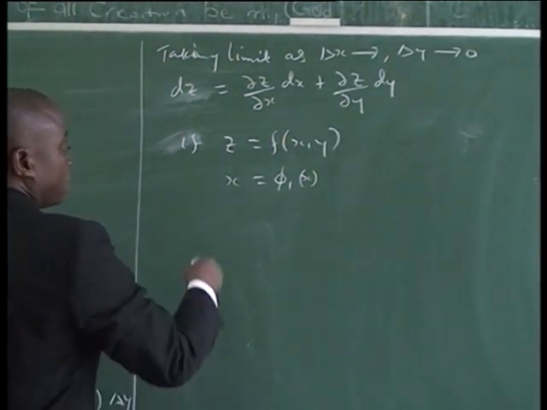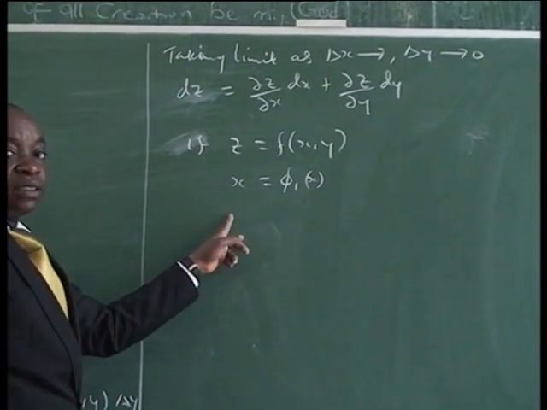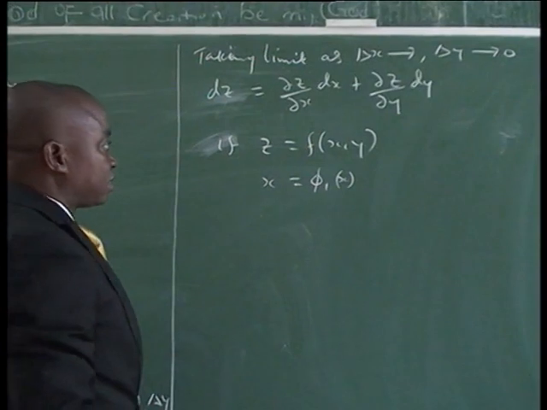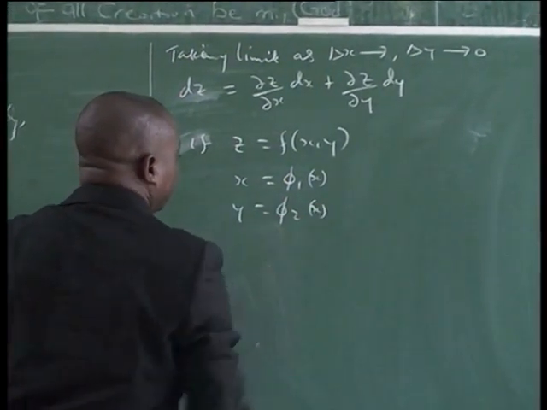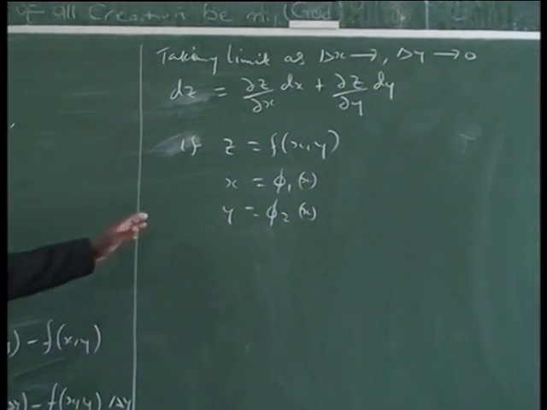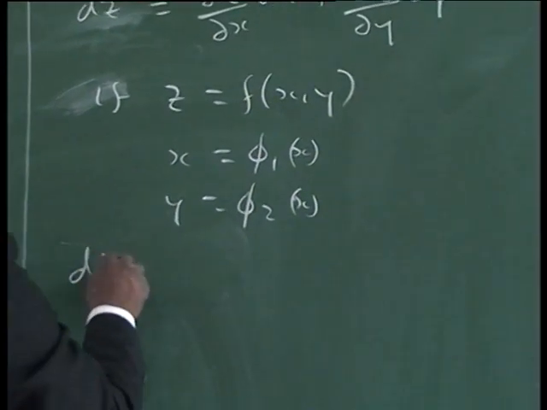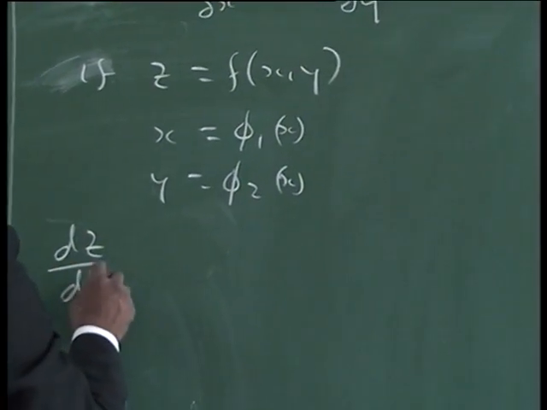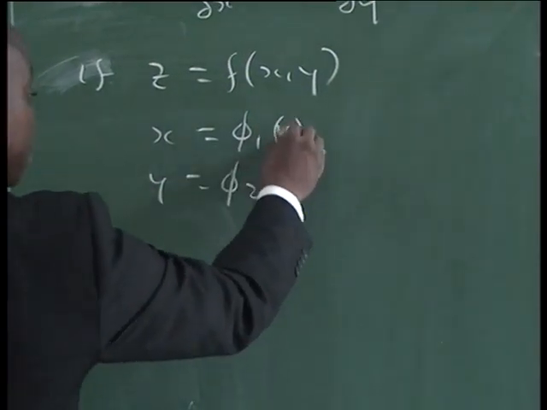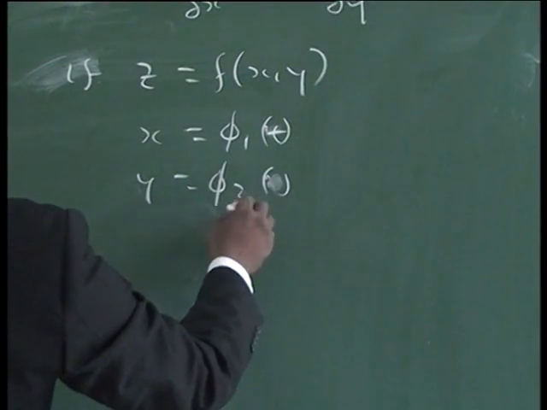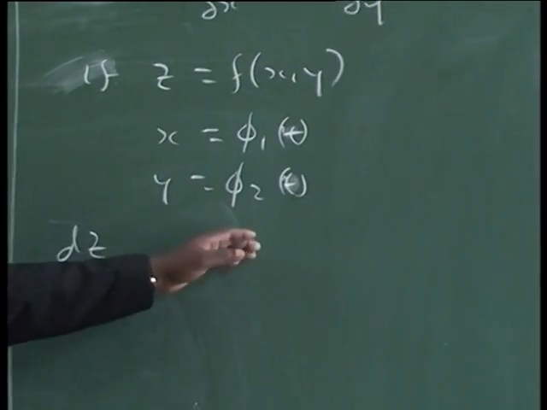We also have another one. We have z is equal to f of x, y, where x is equal to phi 1 of t and y is equal to phi 2 of t. It means that x and y are functions of t.